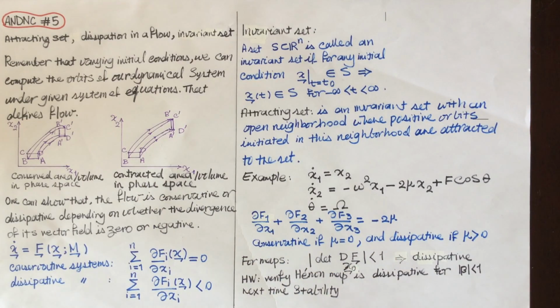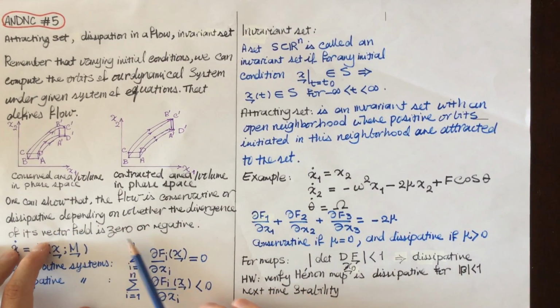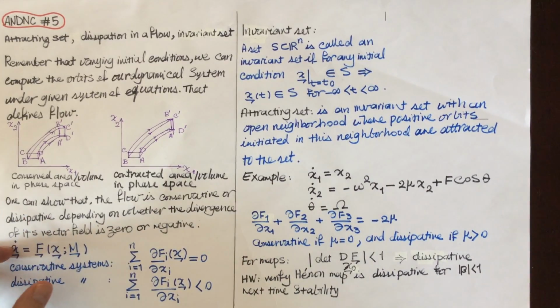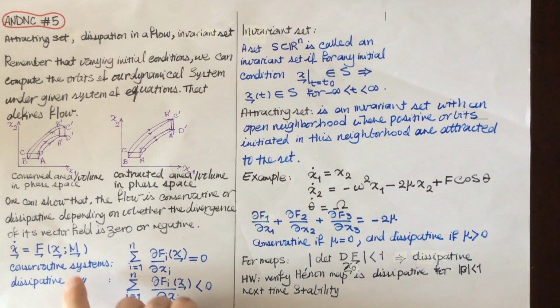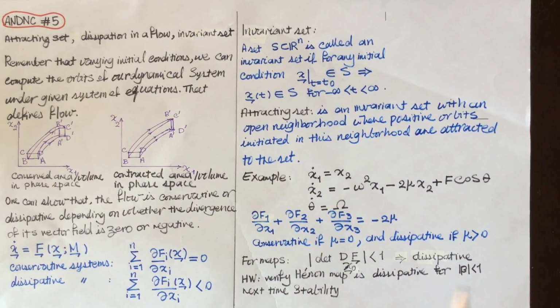And we can show that the flow is conservative or dissipative depending on whether the divergence of a vector field is 0 or negative. So vector field, as we said, is the right-hand side of our state equations. Our F's are our vector field. We can show that if the divergence of this F with respect to our state variables is 0 or negative, this area remains constant or shrinks. And then this dynamical system is said to be conservative or dissipative.